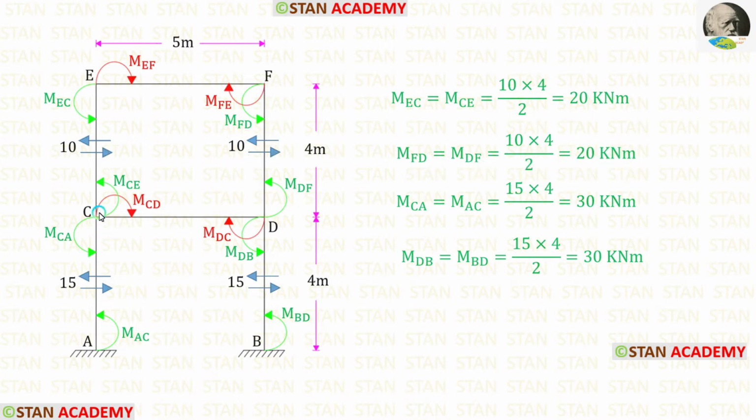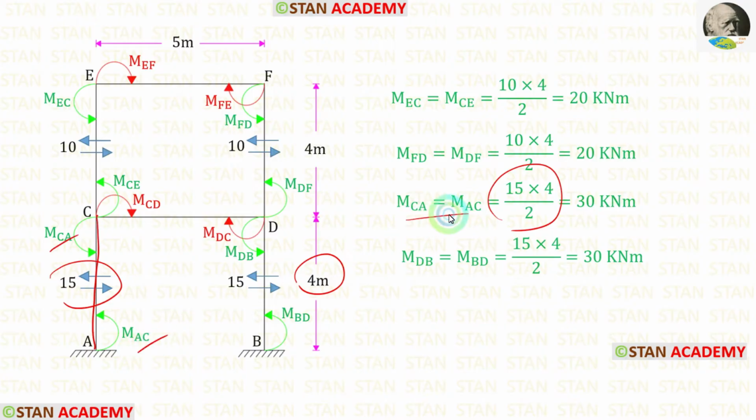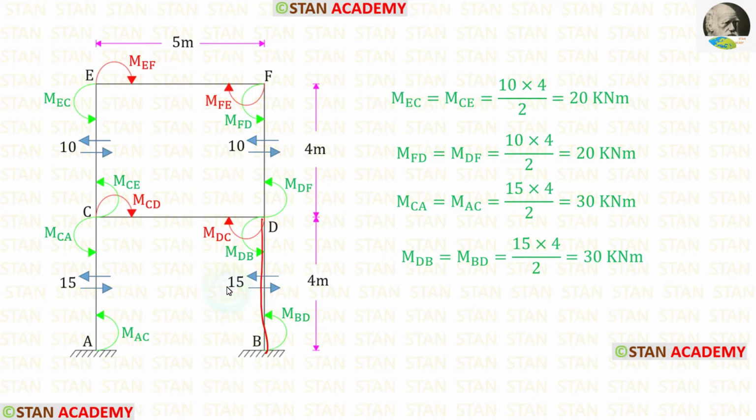Now let us take the member CA. Here W is 15, L is 4. When we apply the values in the formula, we are getting MCA and MAC. Now let us take the member DB. Here W is 15, L is 4. When we apply the values in the formula, we are getting MDB and MBD.